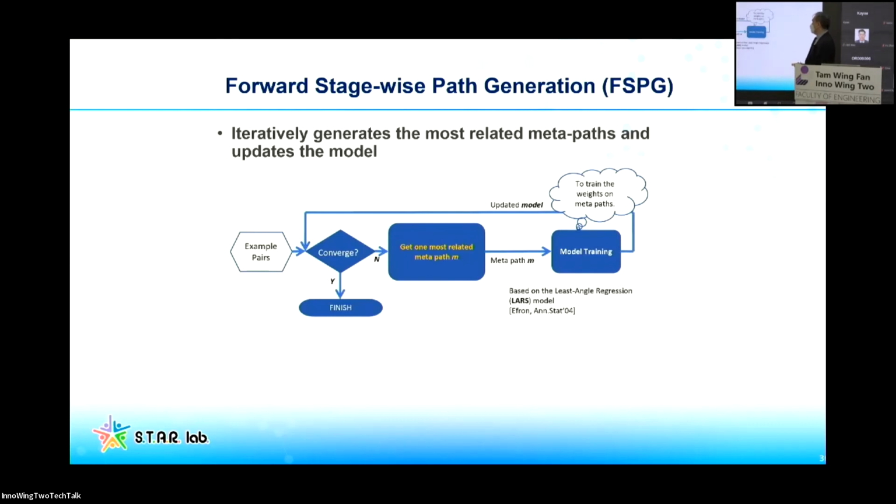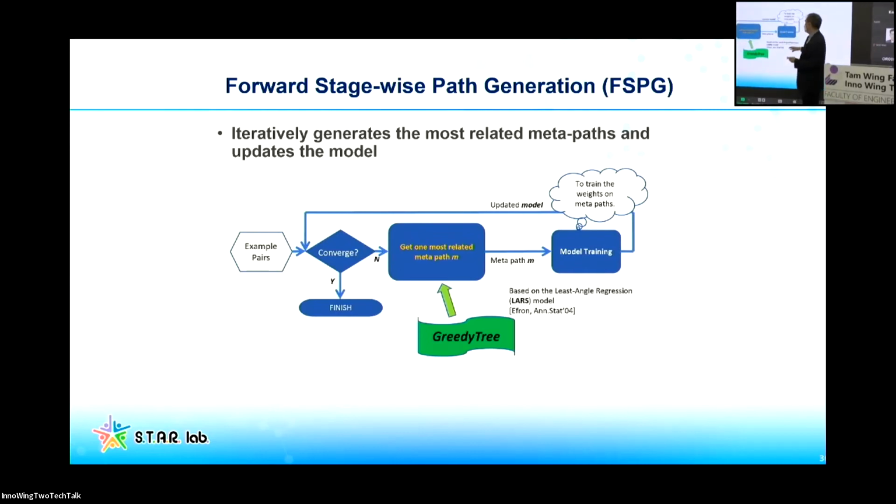We have developed a machine learning approach which tries to model each time we find a path between two nodes, and we use some machine learning approaches as well as developing a data structure in order to speed up the search of the meta path.